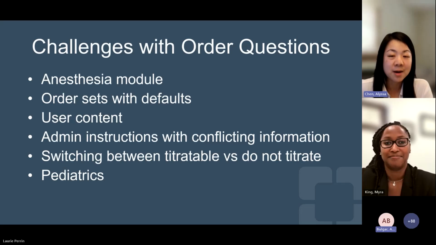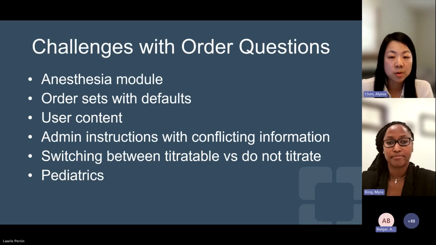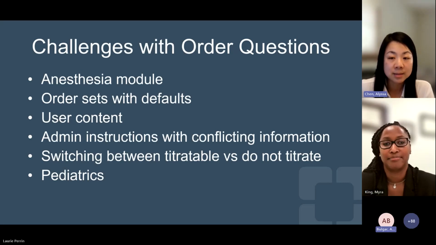As I'm sure you all are aware, med orders are only a small piece of infusion titration. So now I'm going to turn it over to Myra, who will be describing our approach for nursing bedside practice and documentation.